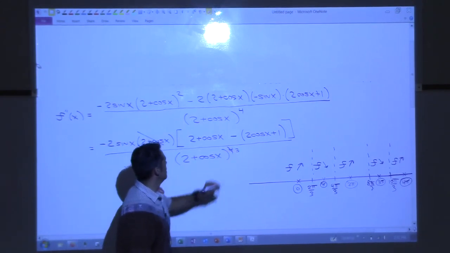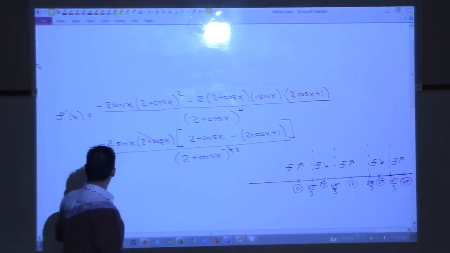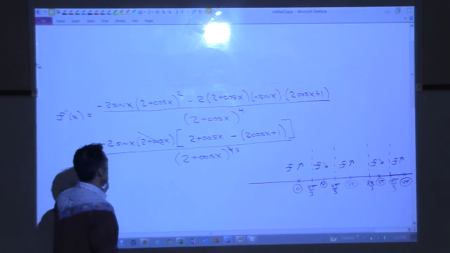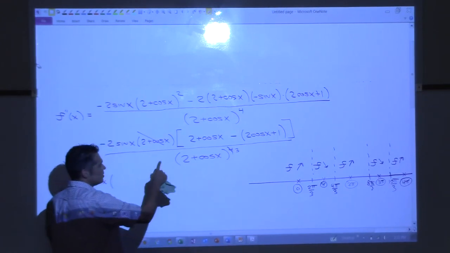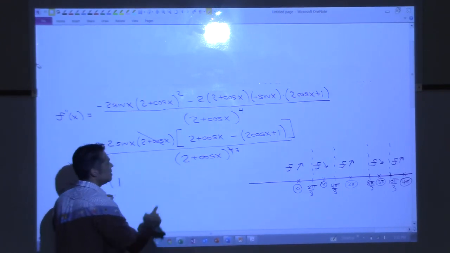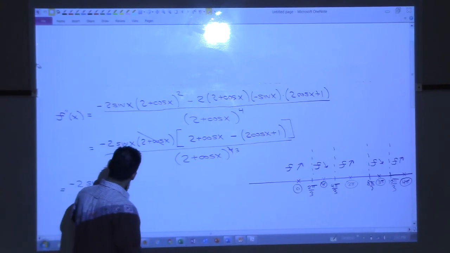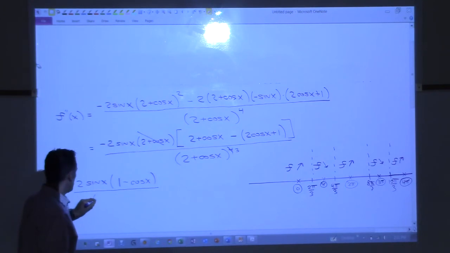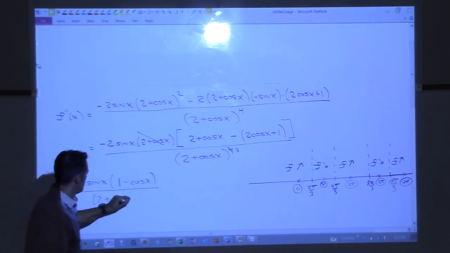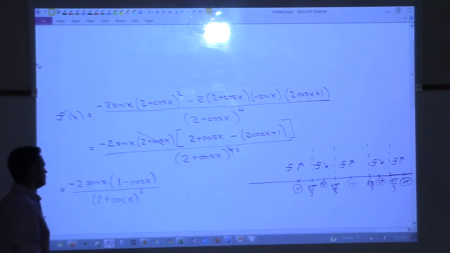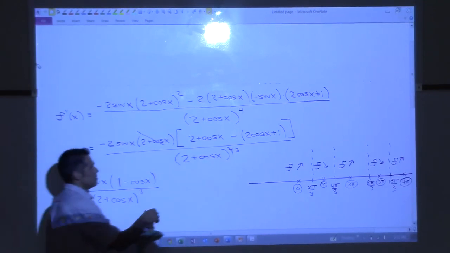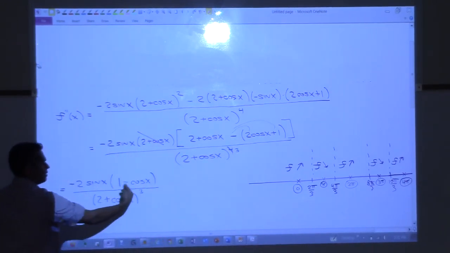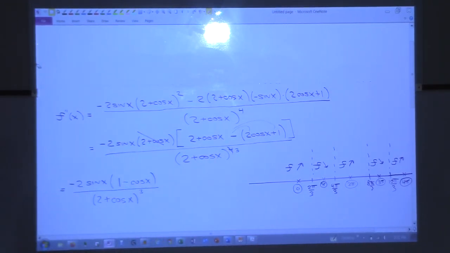We get 3rd here. And when we clean that up, I'll write it nice and condensed here: -2 sine x. When I do that, I get 1 minus cosine x. Somebody agree, please? Yes, okay, and then on the bottom, 2 plus cosine x cubed. So all we did here is distribute the negative through and combine like terms to get that right there. All right, got to set that to 0.